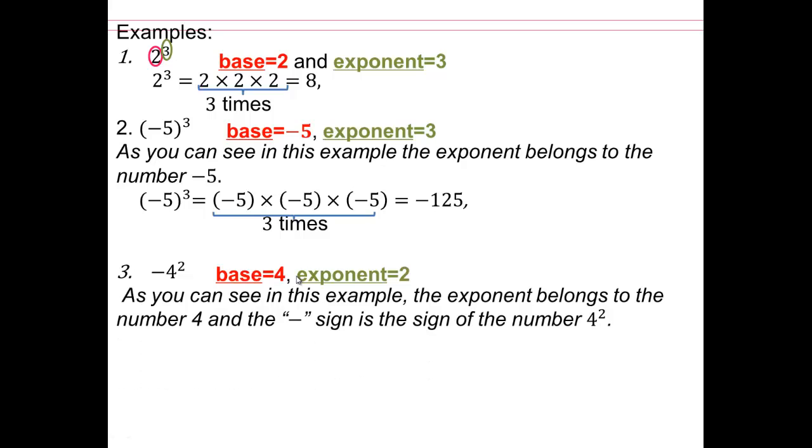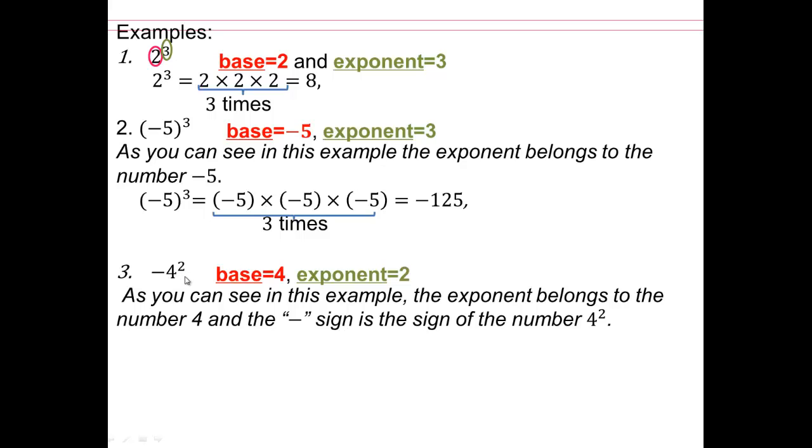So as you can see, the negative sign is not part of the base. So how do you read this? See here, number 2, we read that as negative 5 raised to the power 3. Whereas here, you're going to read that as negative of 4 raised to the power of 2. Do you see the difference? Negative 5 raised to the third power versus negative of 4 to the second power.